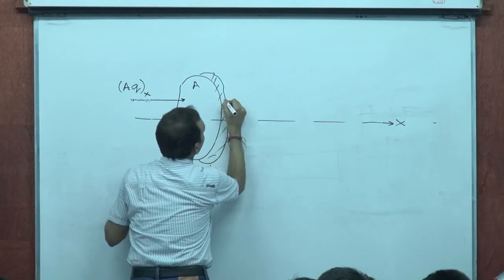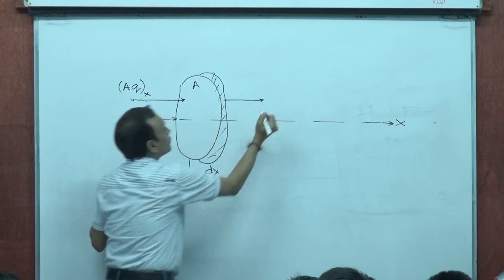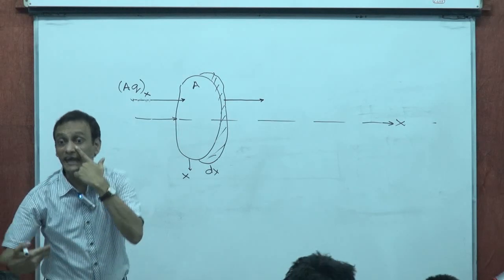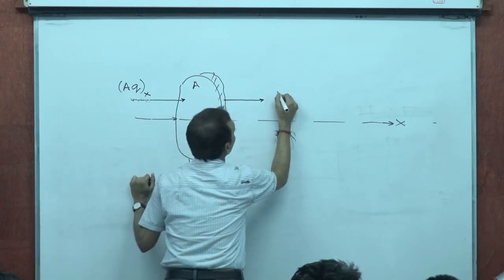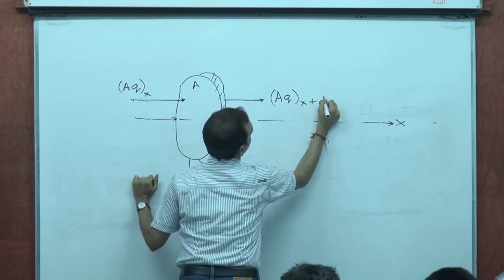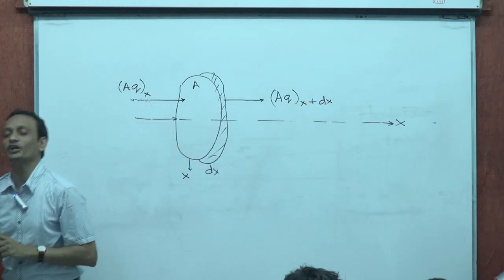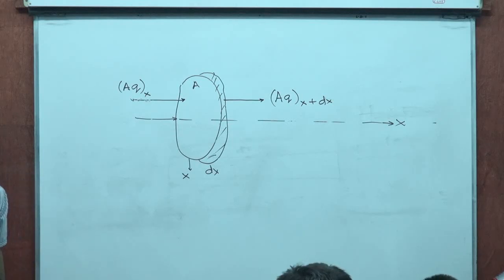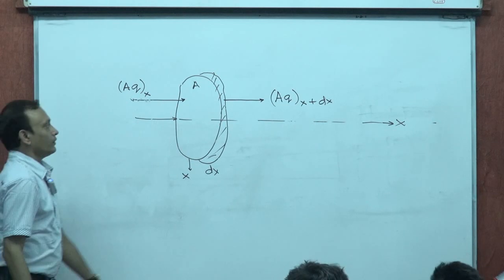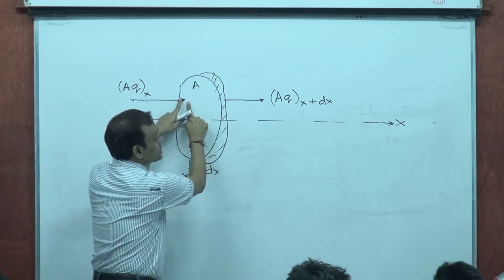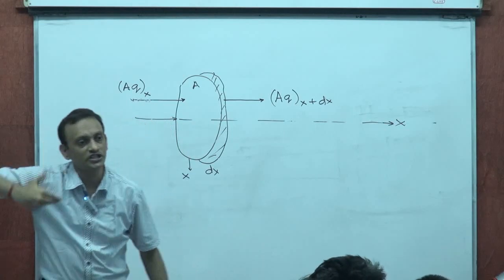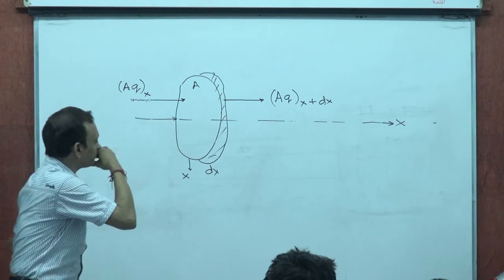Now, let's say what leaves the cross section is what leaves at x plus dx. Let's say at x plus dx, the value of A into Q is A into Q at x plus dx. Yes or no? Right? So this is the heat that enters in watts, and this is the heat that leaves in watts through this cross section of thickness dx.